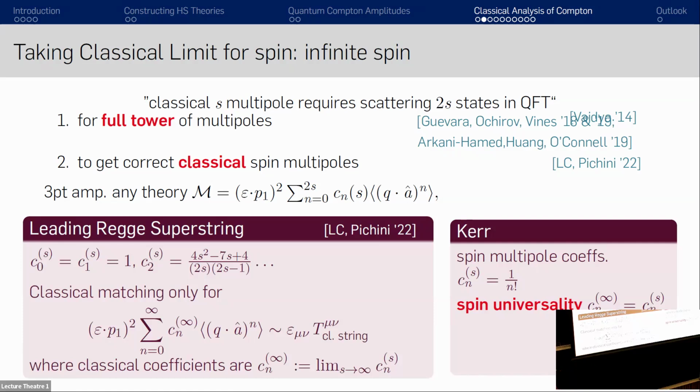If you choose a different set of 3-point amplitudes, like the leading register states, you find that they're not universal, they have some complicated spin dependence. And only when you take this spin to infinity, so you take the limit of this coefficient here, do you recover the expected classical linearized energy momentum tensor.